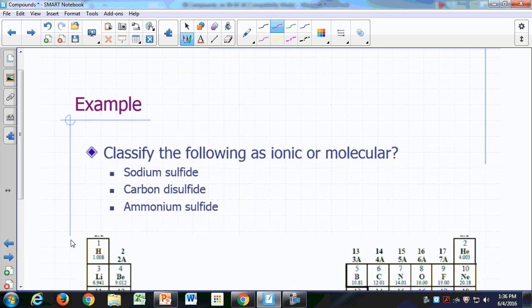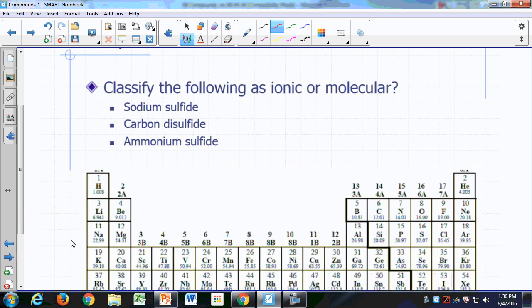So let's look at a few examples here. Classify these as ionic or molecular. So you're given the name, so you look at the first word. This is sodium. What is sodium? Symbol Na. Is that a metal or non-metal? Therefore, this is ionic. Look at this one, carbon disulfide. The first word is carbon. Carbon is C. That's a non-metal, so this compound is molecular.